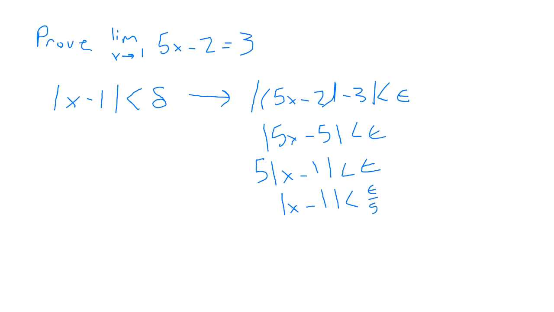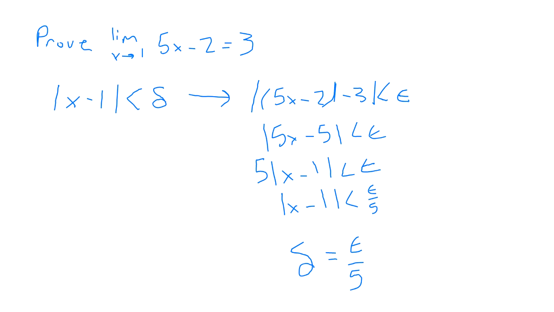Well, that looks close to identical to what we have over here when we defined our delta. So we can use this to define what delta is. We can essentially say that our delta is equal to epsilon over 5. But we can't necessarily stop there. We have to prove that that exists.